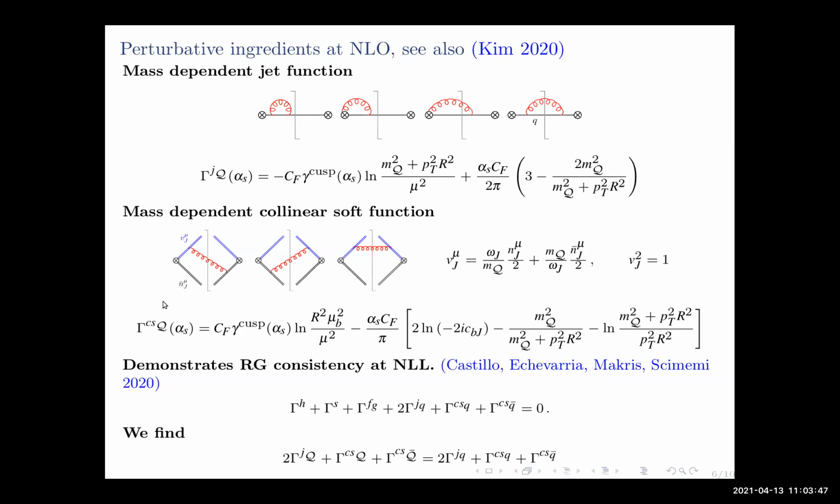Renormalization group consistency in the case where the mass goes to 0 was already shown in this paper in 2020. What we find in our analysis is that if you add the anomalous dimensions of the heavy flavored jets and also the collinear soft functions, the mass dependence exactly cancels out. So the sum of our anomalous dimensions is equivalent to the massless case, and this is exactly what you need to require for renormalization group consistency. So our factorization resummation formalism is completely RG consistent.